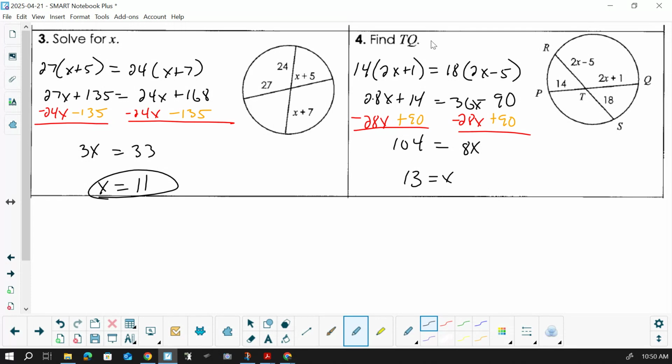The question says find TQ. TQ is this one. So 2 times 13 plus 1. 2 times 13 plus 1, 27.